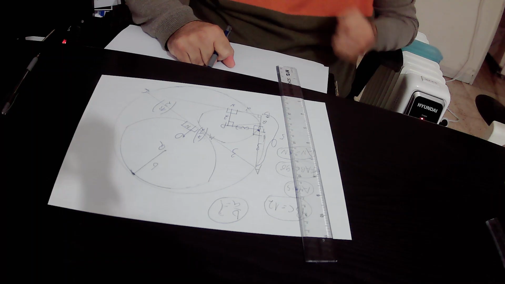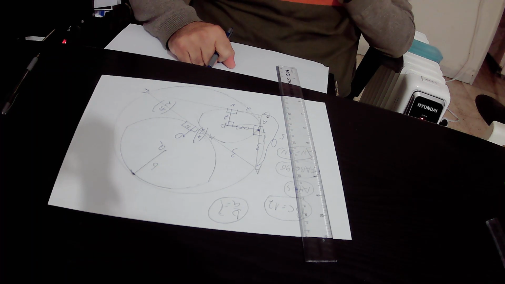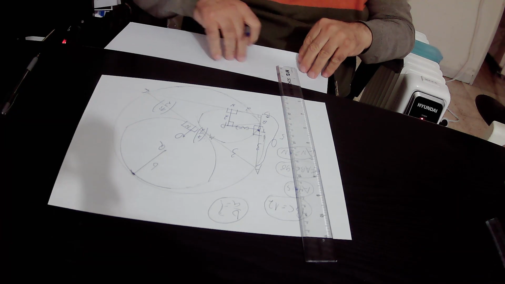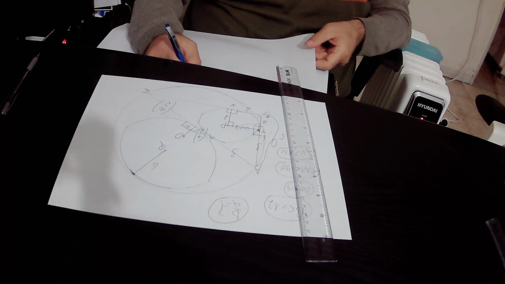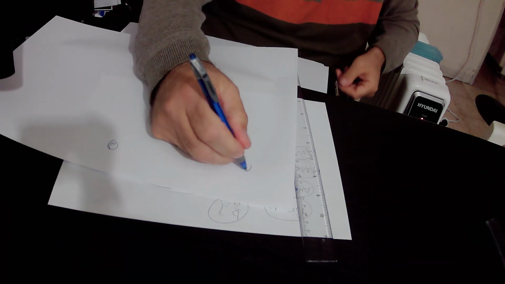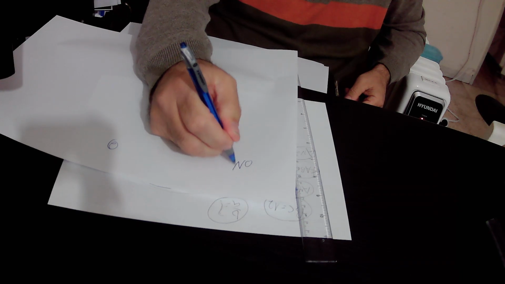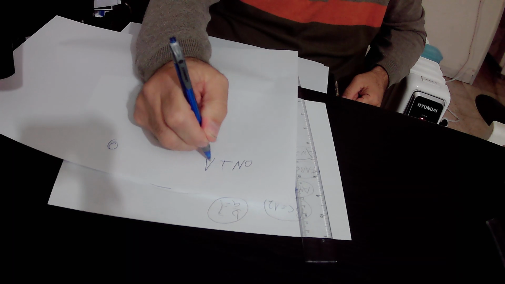Okay, so we can write down that according to rule number 7, line segment ON is perpendicular to chord AC.